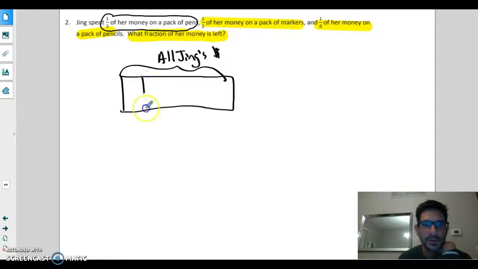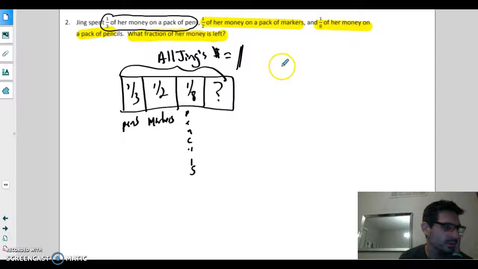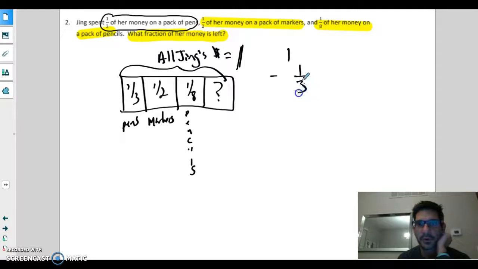Okay, I know I spent 1/3 on pens. And I know I spent half on markers. And I spent 1/8 on pencils. And then this is what was left. So this represents one whole. Okay, so the first thing I'm going to do is some subtraction. I'm going to do 1 minus 1/3. That's going to be 3/3, so that's going to be obviously 2/3.